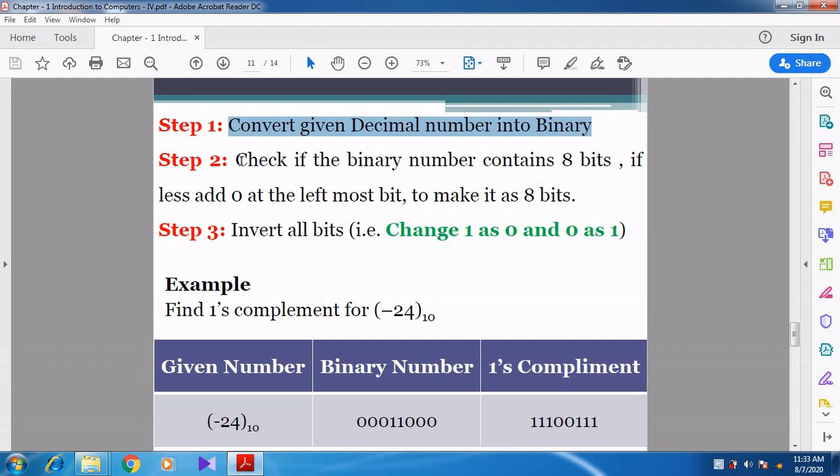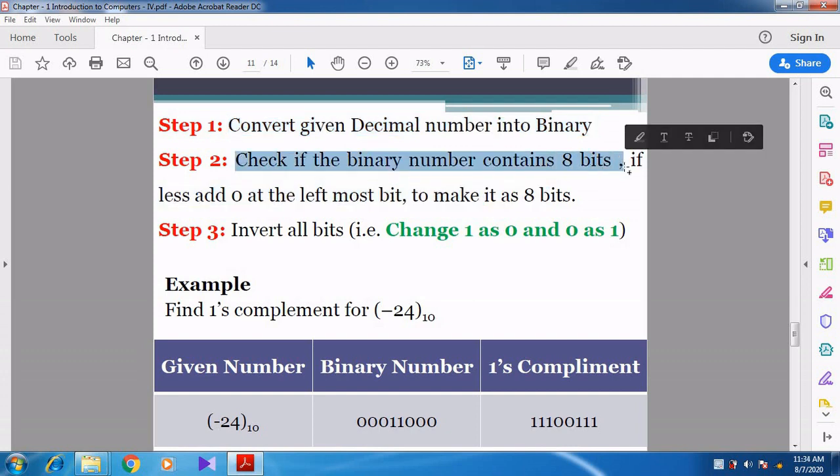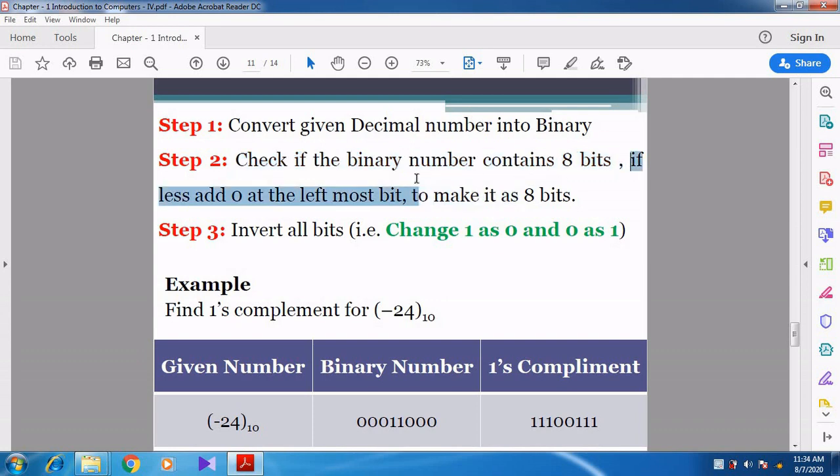Then after that, check if the binary number contains 8 bits. If it does not contain 8 bits, just add 0 at the leftmost bit to make it 8 bits. For example, whenever you are converting, you are getting only 5 bits. What do you want to do? You want to add 3 bits at the leftmost position. At the left side, you simply add 0.